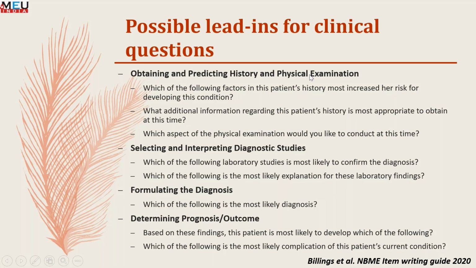obtaining and predicting history and physical examinations. So based on the history, what is her risk of developing this condition? What is the additional information that you want to ask now? What physical examination would you like to conduct now? Or selecting or interpreting diagnostic tests. So you can give values and then ask which of these lab tests are important now, and why is this value raised or why is this value less? What is the reason, explanation for this? Or what is the likely diagnosis? Or the prognosis and the outcome, like what is the likely complication or which complication will this patient develop, or what is the prognosis? So I think these are things that you already know, but having a checklist in front of you allows you to frame more interesting questions and more varied questions.